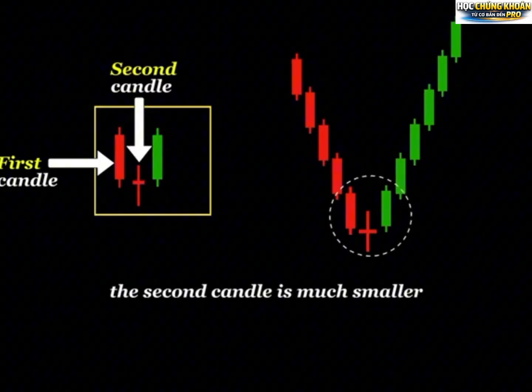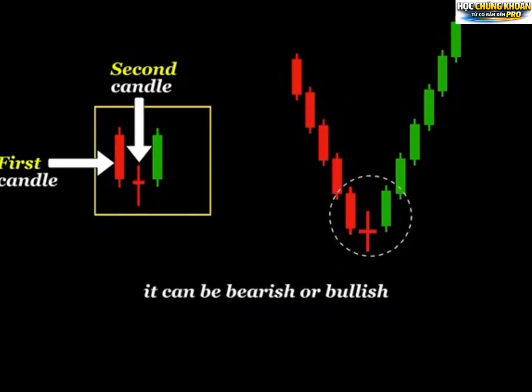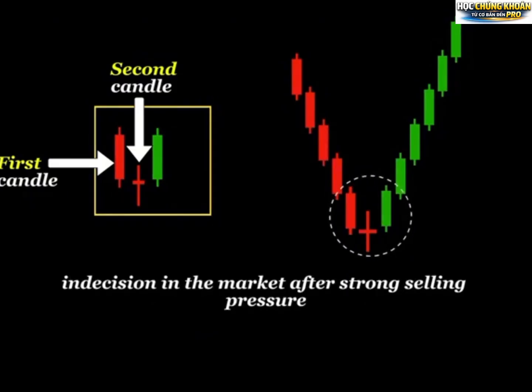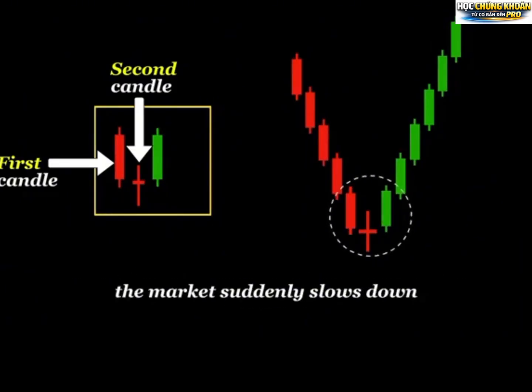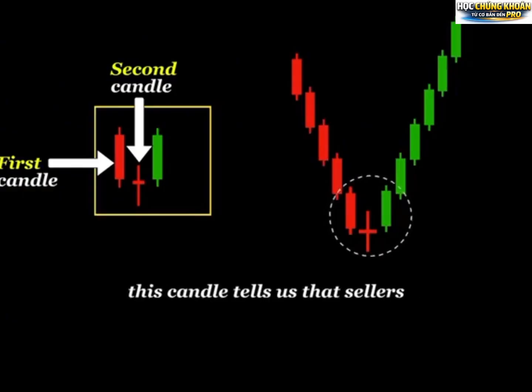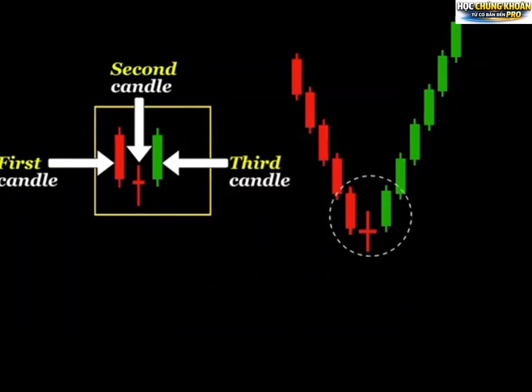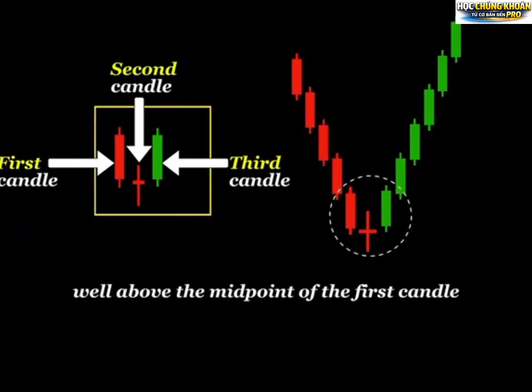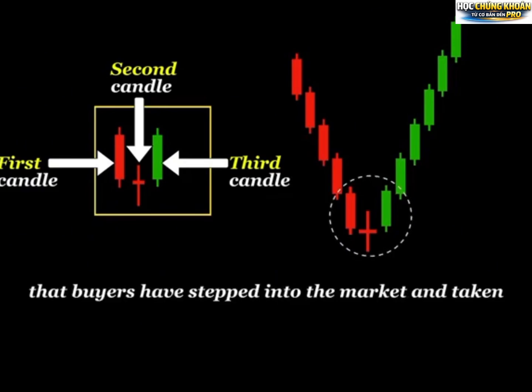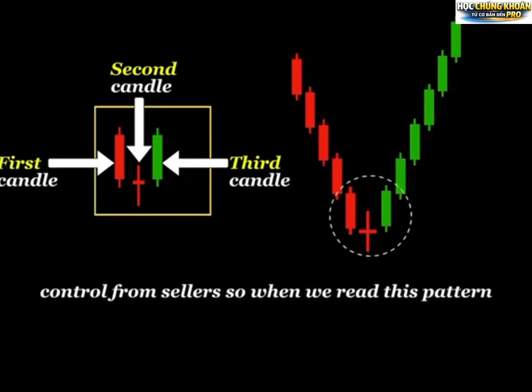The second candle is much smaller. It can be bearish or bullish, but what matters is that it reflects indecision in the market. After strong selling pressure, the market suddenly slows down. This candle tells us that sellers are no longer pushing the market with the same strength. Then comes the third candle. This is a strong bullish candle that closes well above the midpoint of the first candle. This shows that buyers have stepped into the market and taken control from sellers.